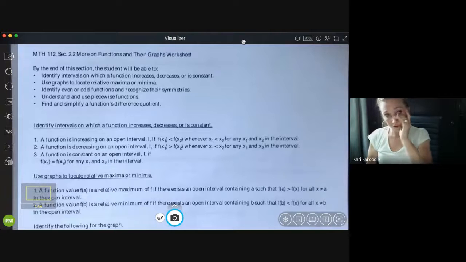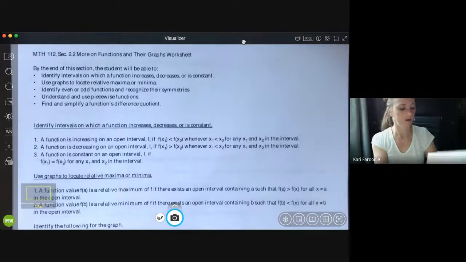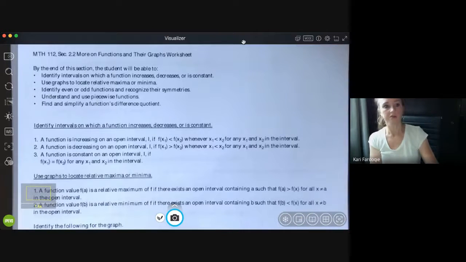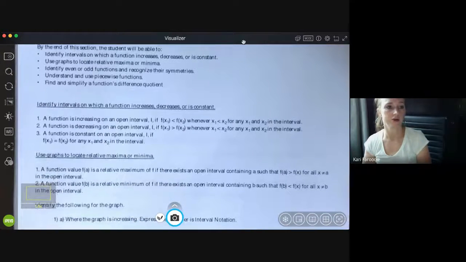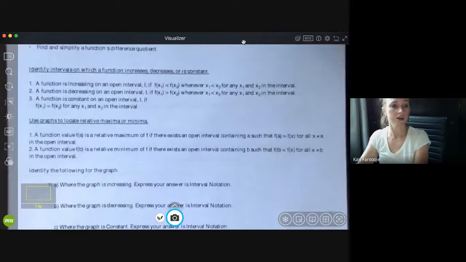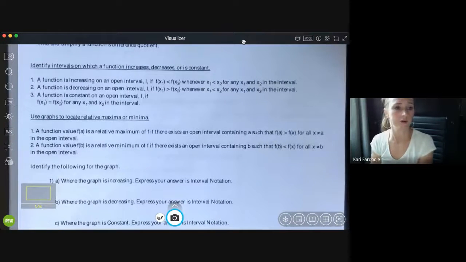There's a little bit more definition in here. I find that sometimes the definitions in here trip people up a little bit, but that it's actually pretty intuitive to not have to use them. So I'm going to let you read this definition for identifying intervals on which a function increases or decreases or is constant. And I'm going to let you read the definition for using graphs to locate relative maxima or minima. And then we're just going to go through it, and we're not really going to be using this definition directly. So you read those, and then we'll answer these questions. I'm going to finish my attendance real quick.